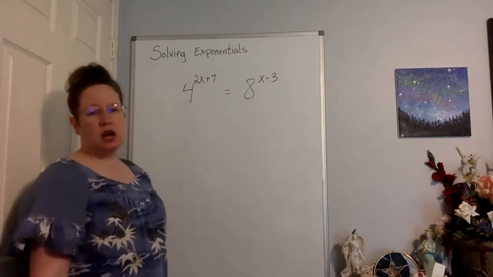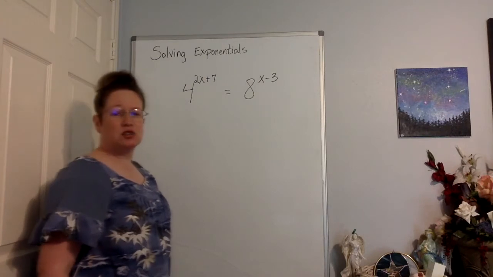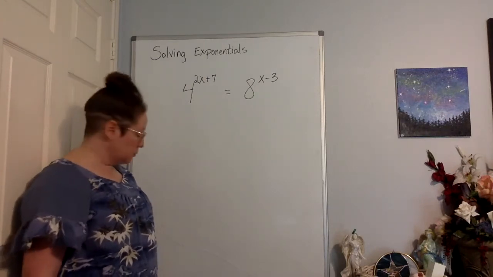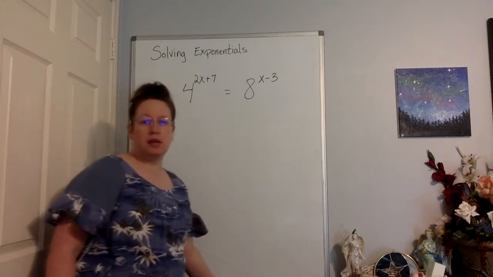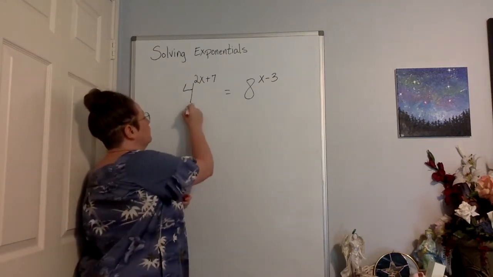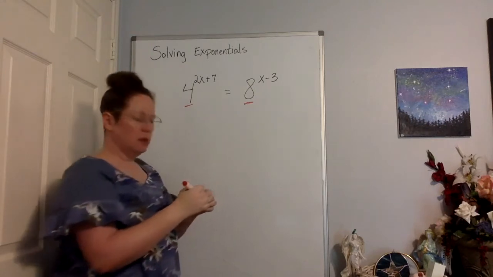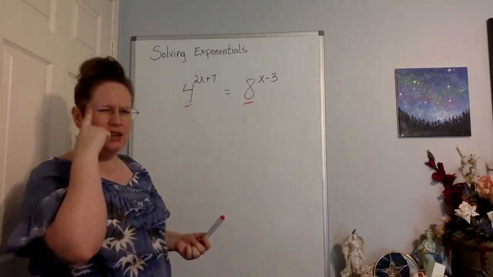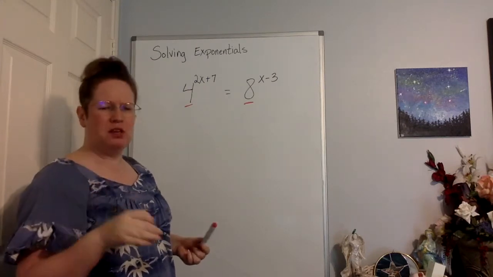Now we haven't learned the opposite of an exponential. That's in the next unit. So we're going to do what we call same base. What's the base? The base is the 4 and the 8. So I want to write 4 as something to a power. What to a power will get me 4?